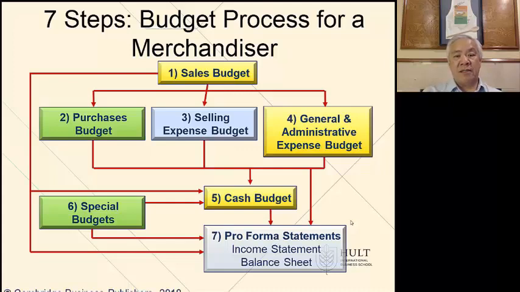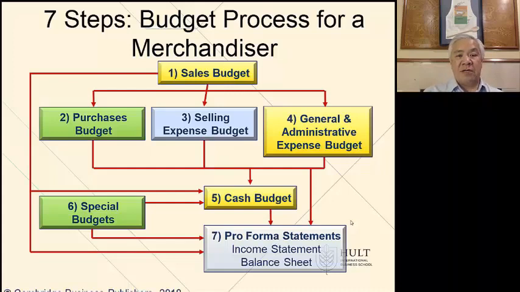So we start with number 1, sales budget. Number 2 is purchases budget. And this, you recall, is a merchandiser. So we're going to have to buy merchandise to sell. That's why sales drives merchandise budgets. Number 3 is selling expenses. Number 4 are general administrative expenses. And at this point, we have most of the expenditures.